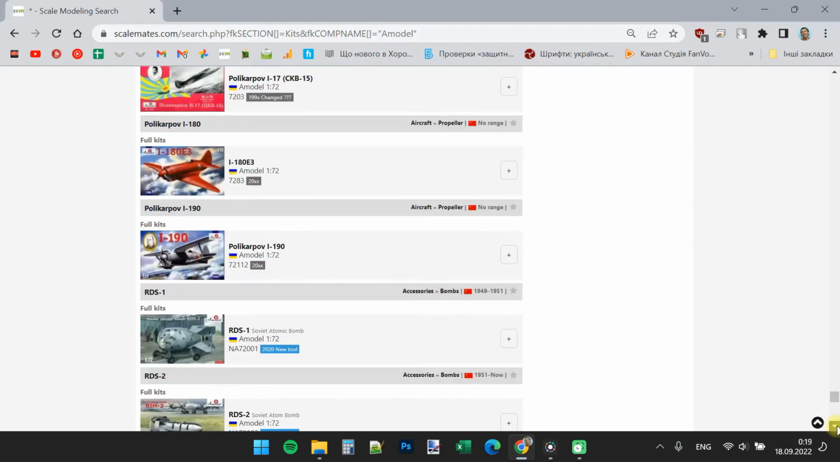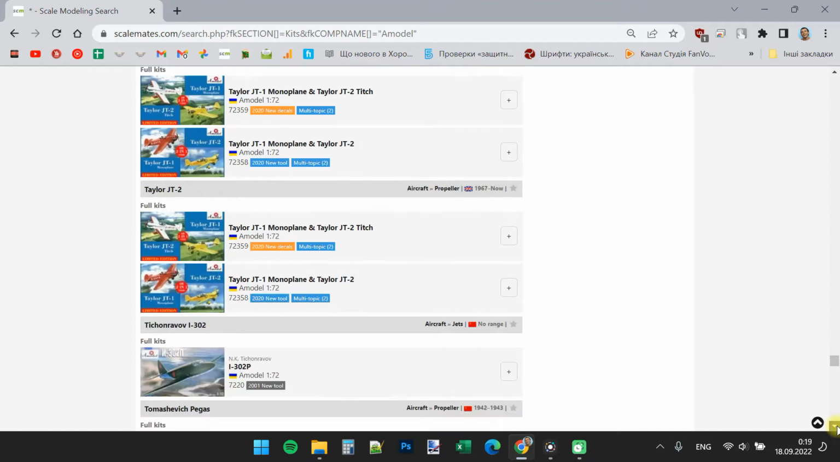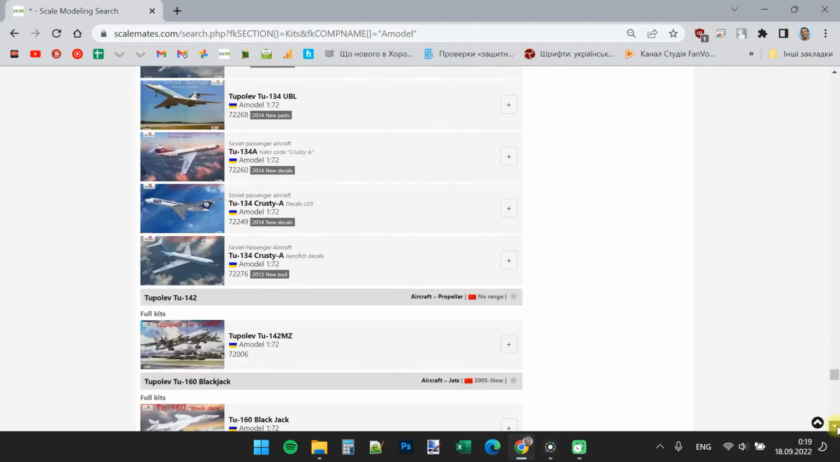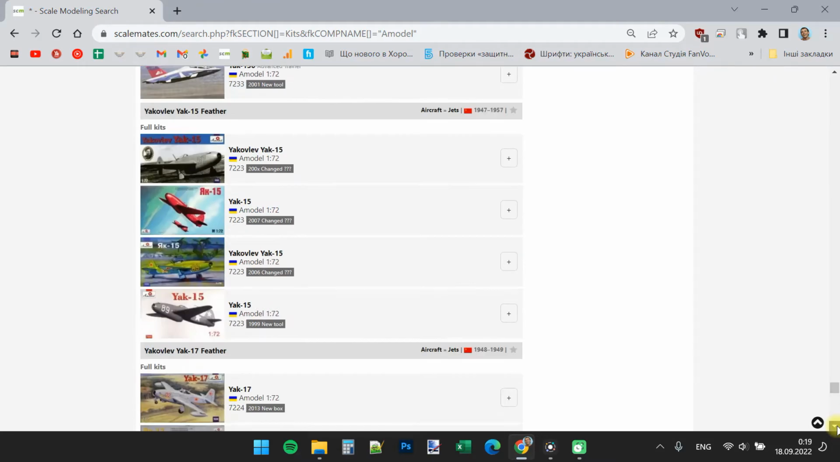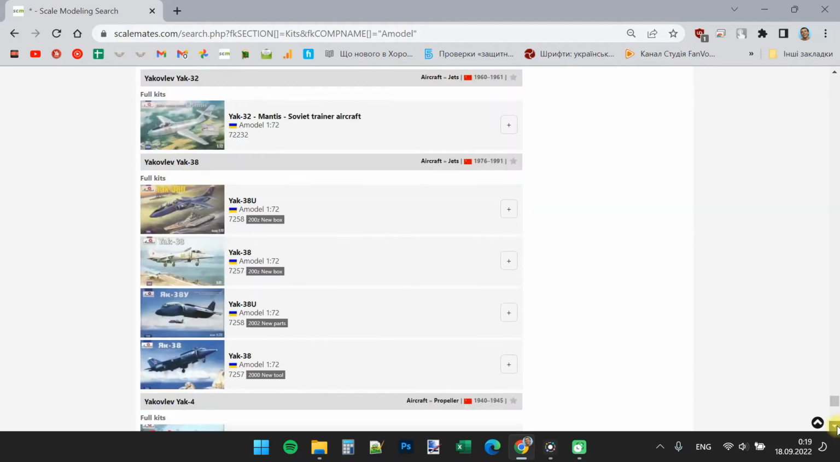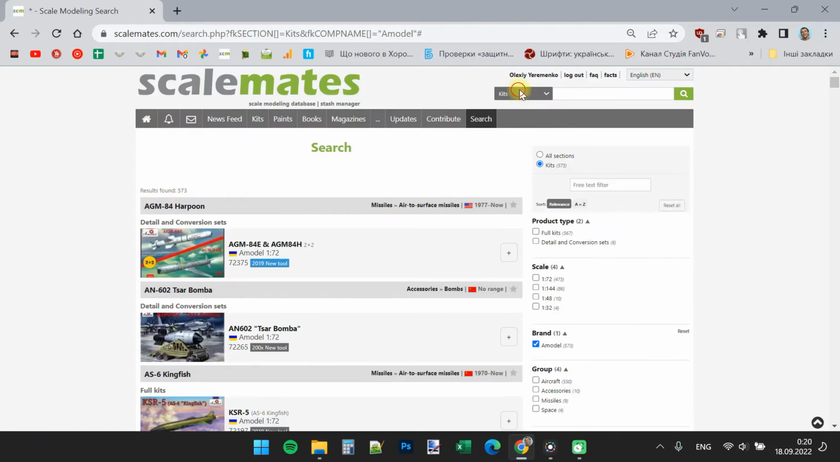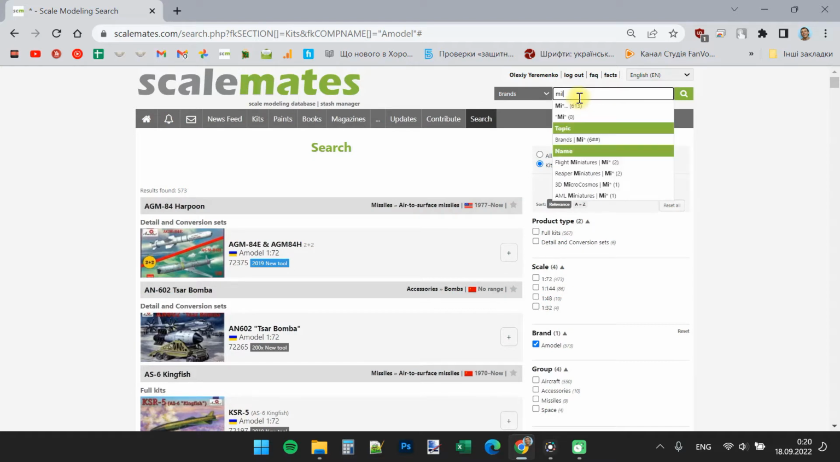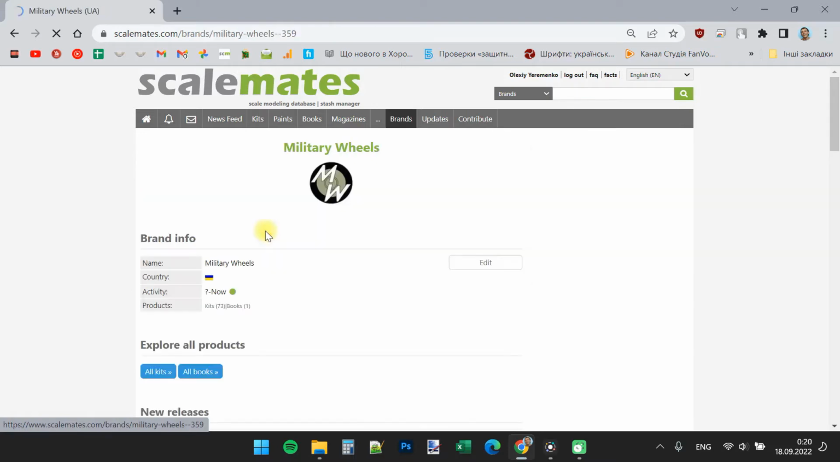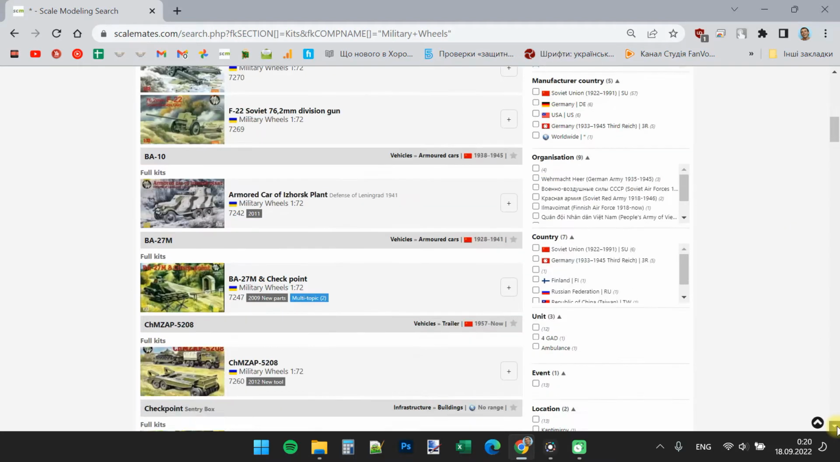A special feature of A Model is that they produce many models of experimental and small series production, which are rarely represented in the world or are completely absent. Some aircraft models can be found only in the A Model catalog, but usually their models are not recommended for beginners because of their old manufacturing technology. Such models require more refinements in the assembly process.